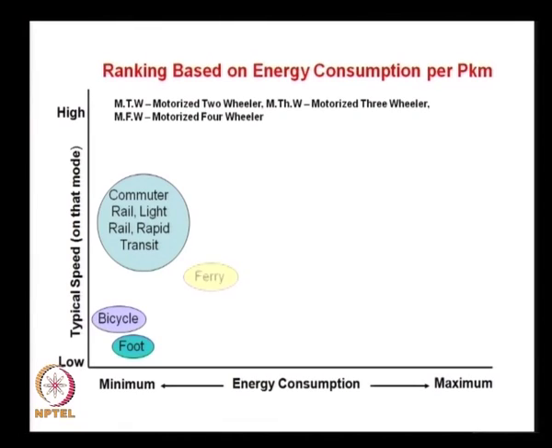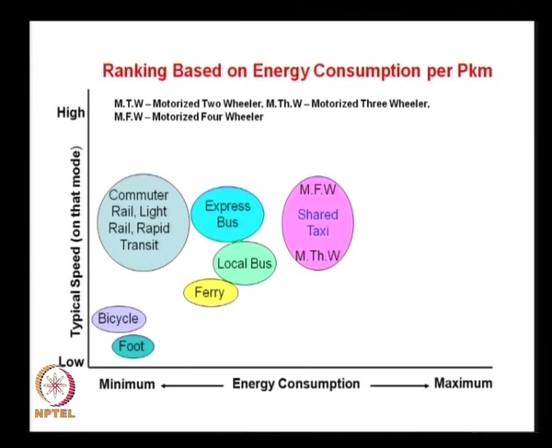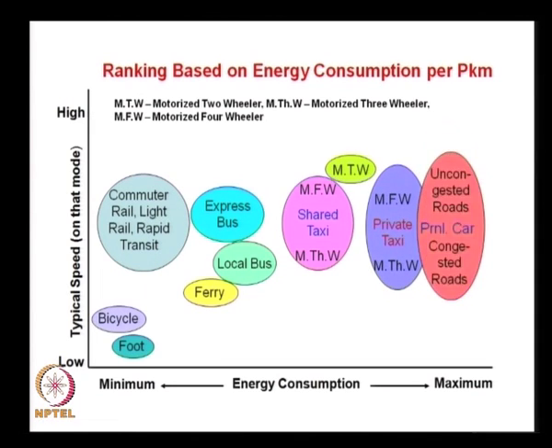Not only that, the tractive resistance in the case of the railway system is relatively less, because the wheels are metal wheels and the pathway is again a metal rail, and the contact surface is much less compared to other systems. That is how the tractive resistance is relatively less, which increases the energy efficiency of the system to a great extent. Ferry, then express bus, local bus, shared taxi, motorized two-wheeler, private taxi and personal car.